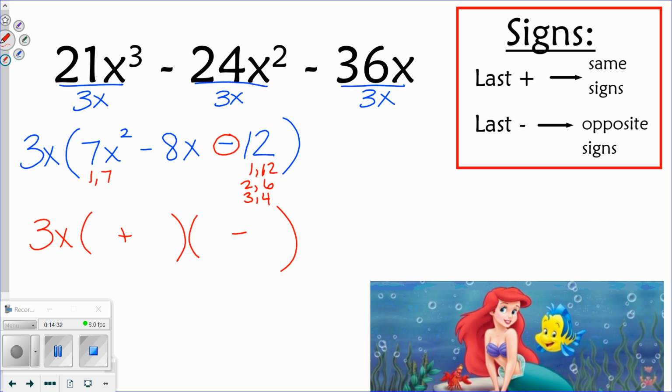All right, still 3 options, but think about what it was as a 36. 1 and 36, 2 and 18, 3 and 12, 4 and 9, 6 and 6. We had a lot more options. All right, so we have 1 and 7. Okay, so 1x and 7x. 1 and 12, 2 and 6, 3 and 4. 2 and 6.